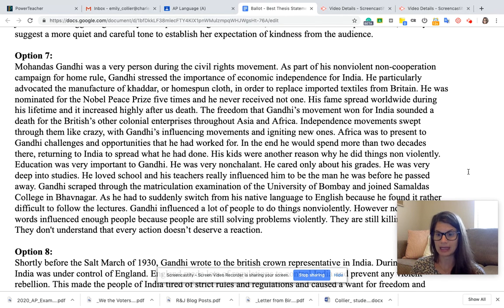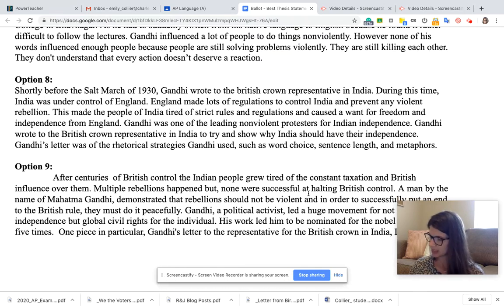Look how much writing, though, that this person did. And in a timed environment, look at how much time this would take to not get the point. And if you don't get that thesis statement point, the rest of those points are going to be very hard to achieve as well. So this is a really great example of less is more. All right, option 8, moving on.